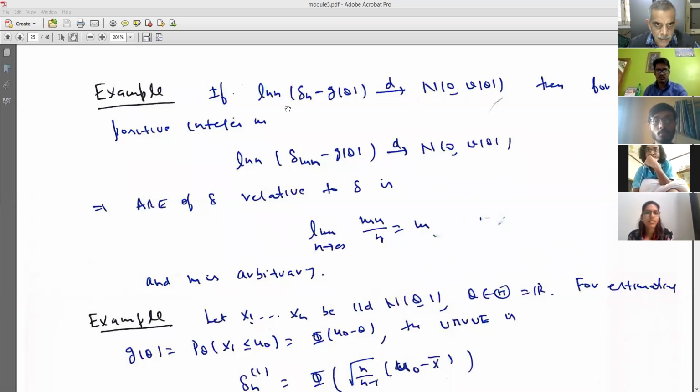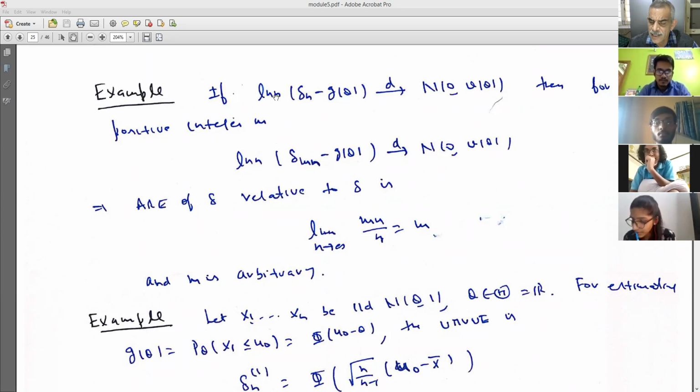Suppose log n times delta n minus g theta goes in distribution to normal 0 v theta. So here your normalizing thing is different from that of the order n to the power alpha. Now if log n delta n minus g theta goes in distribution to normal 0 v theta, then for any fixed positive integer m, log of mn delta mn minus g theta also goes over there, because I just replace n by mn; if n goes to infinity, mn also goes to infinity.